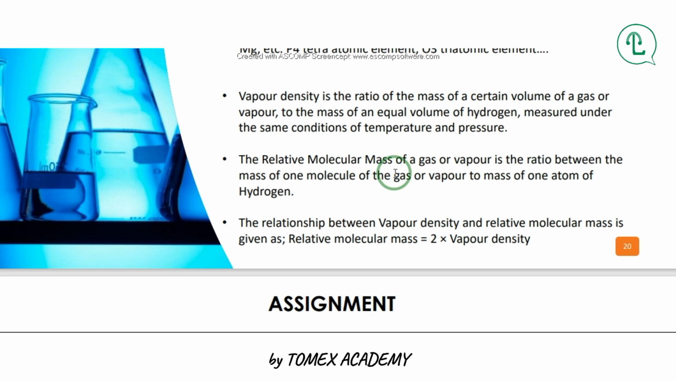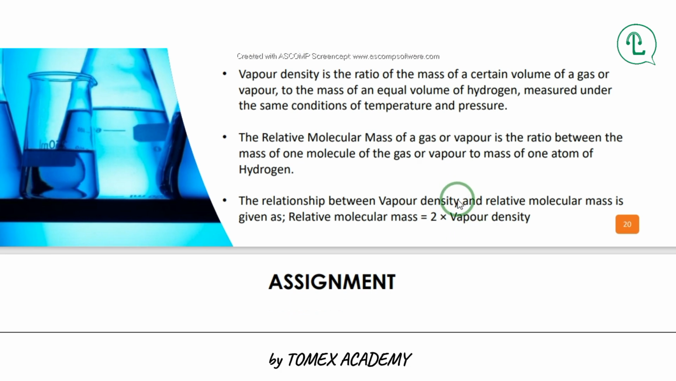Also, we talked about the relative molecular mass of a gas or vapor, which is the ratio between the mass of 1 molecule of the gas or vapor to the mass of 1 atom of hydrogen. Then we talked about the relationship between vapor density and relative molecular mass. It's given as relative molecular mass is twice vapor density.